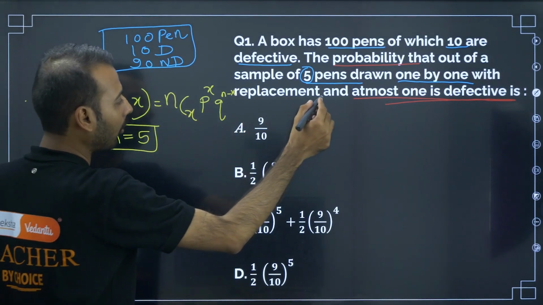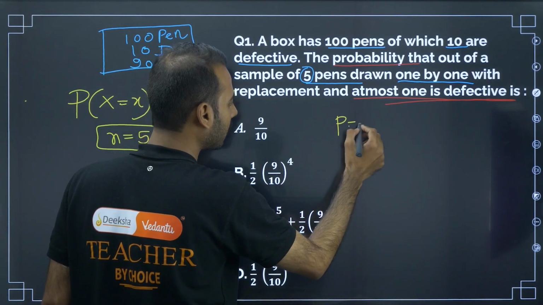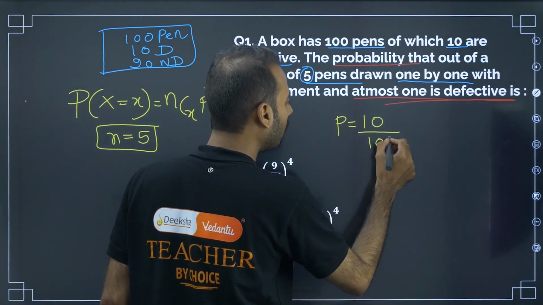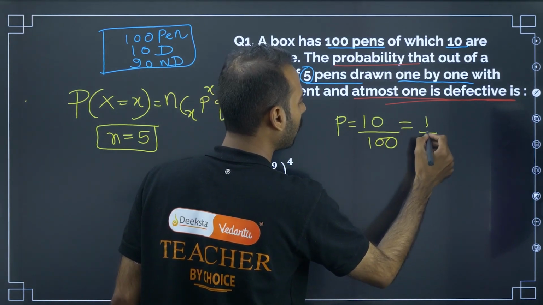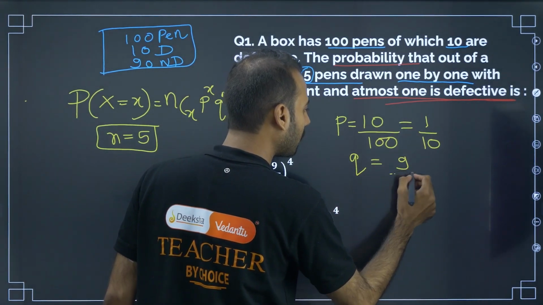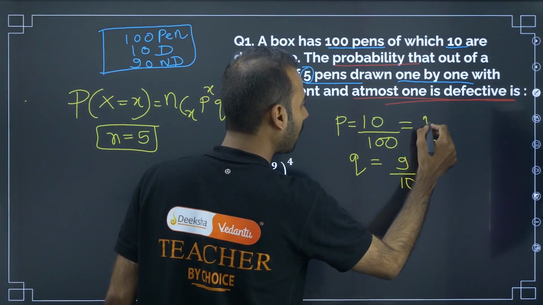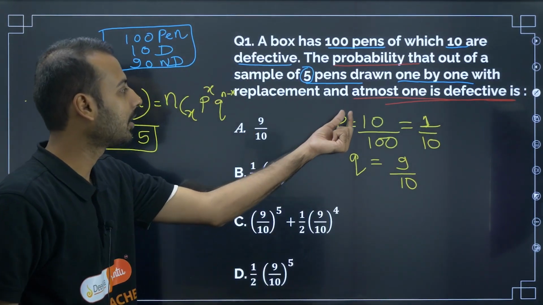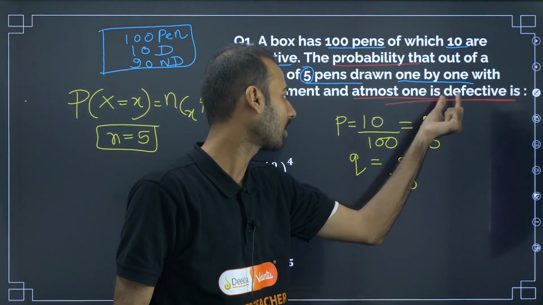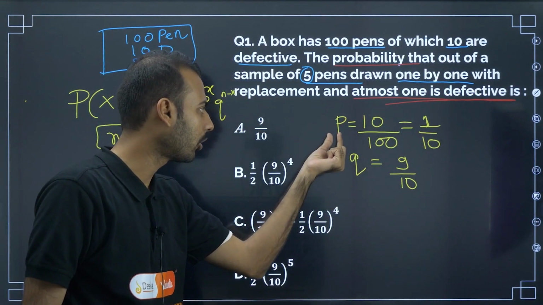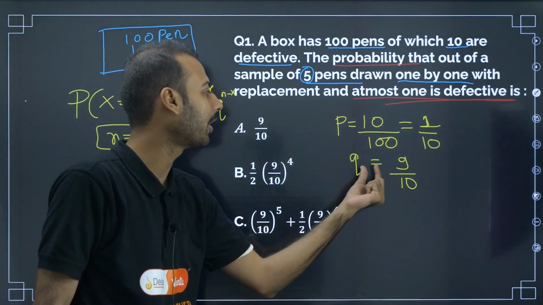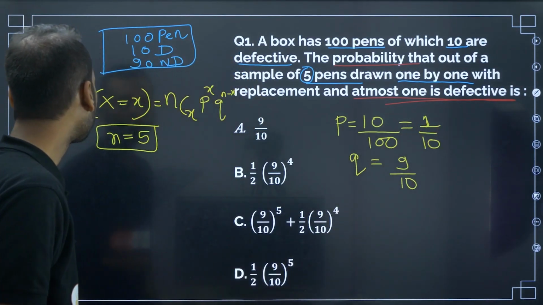Also, defective, they are talking about defective, means success. How many defective are there? There are totally 10 defective, and out of how much? So defective means 1 by 10. If p is 1 by 10, q is equal to 9 by 10, automatically 9 by 10, because we are considering defective as success. Listen to my words, we are considering defective as success. Success probability is denoted by p. Success is 1 by 10 means failure is 9 by 10. So p and q values we got.